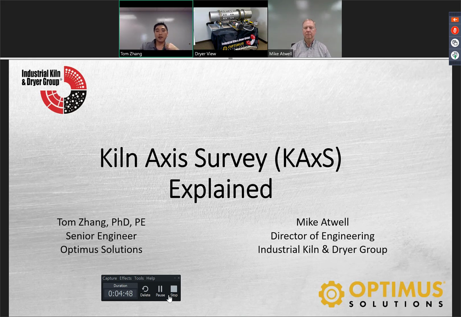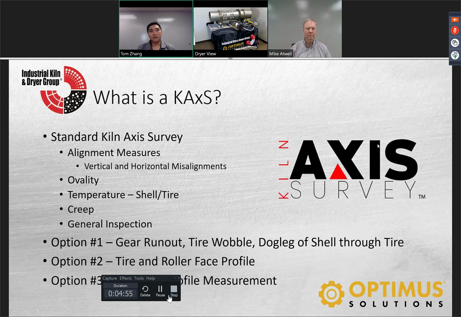This, again, is a presentation on our Kiln Axis Survey service, and we'll go through details. So the first thing is, what is a Kiln Axis Survey? It is a set of diagnostic measures for rotary kilns, typically 3 tiers or more, and it's a way to diagnose and show the health of the unit from a mechanical standpoint.